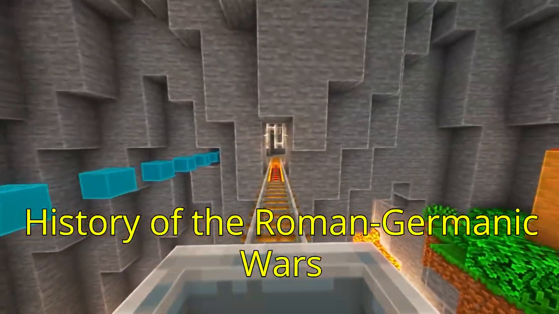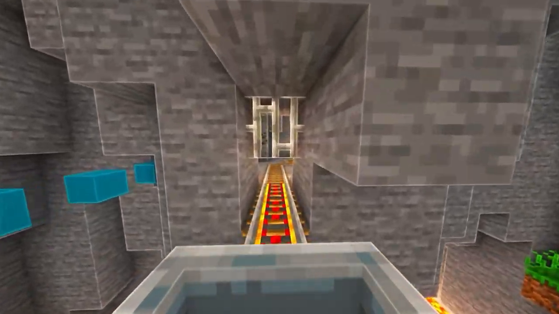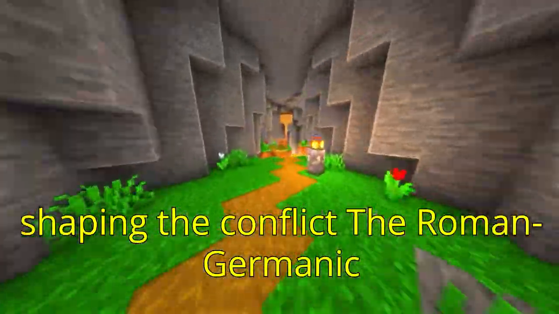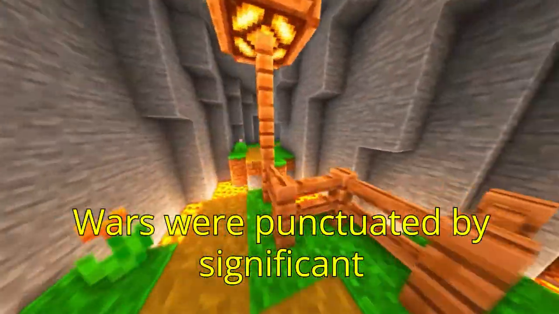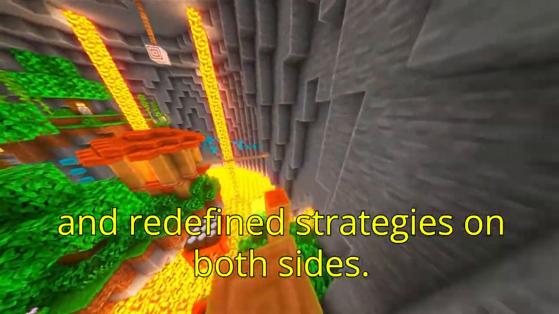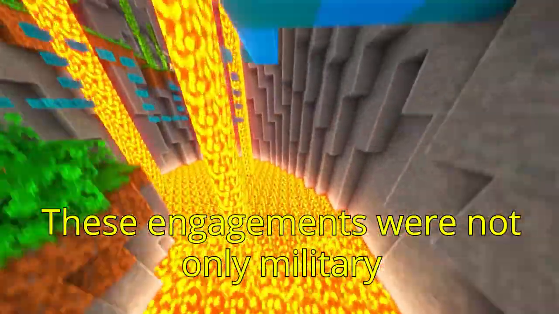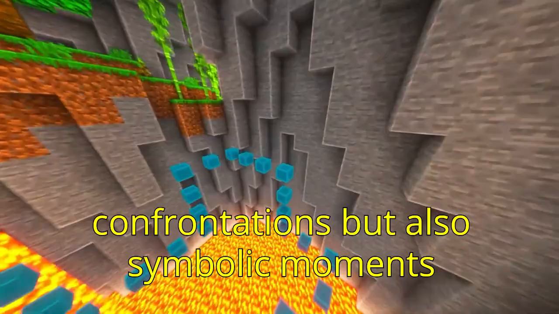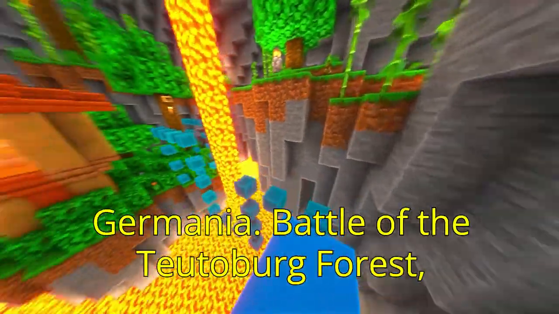History of the Roman-Germanic Wars, continued. 7. The role of key battles in shaping the conflict. The Roman-Germanic Wars were punctuated by significant battles that shifted the balance of power and redefined strategies on both sides. These engagements were not only military confrontations but also symbolic moments in the broader struggle between Rome and Germania.